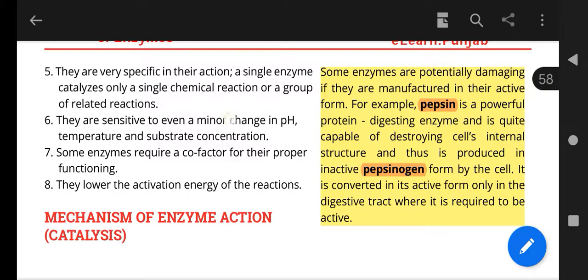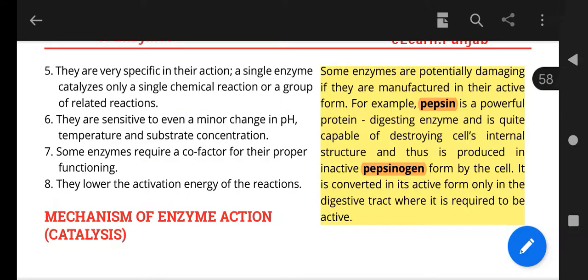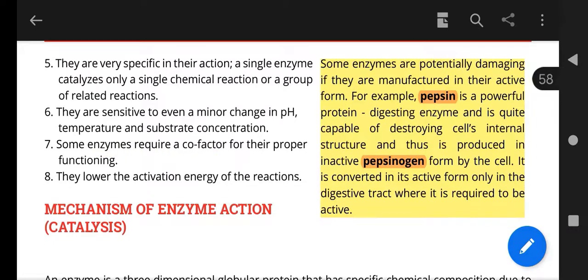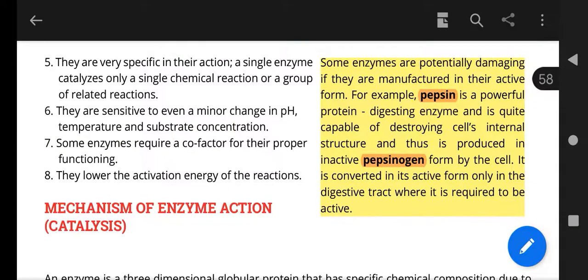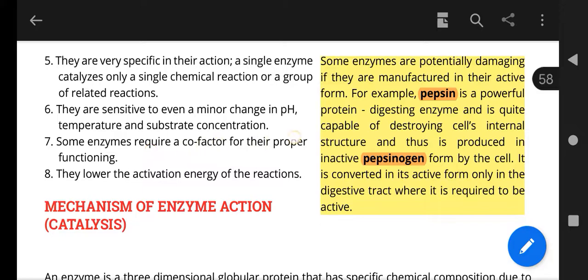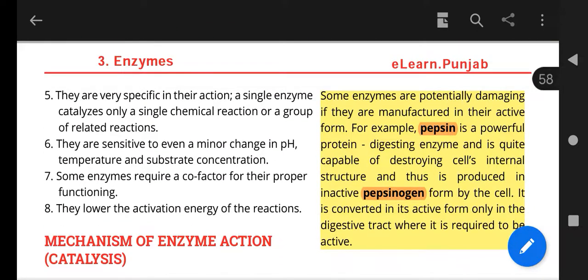Enzymes are sensitive to even minor changes in pH, temperature, or substrate concentration. Some enzymes require a cofactor. Not all enzymes in nature require a cofactor, but some require one for their proper functioning and to lower the activation energy of the reaction. Activation energy is the amount of energy that is required to start any chemical reaction. So in this yellow box there is a very important example of an enzyme.